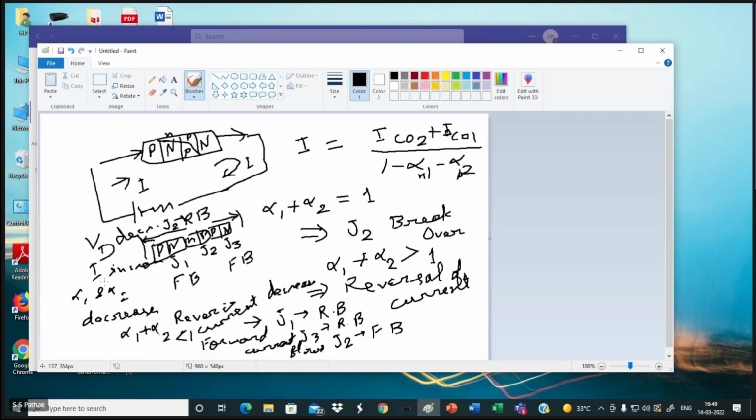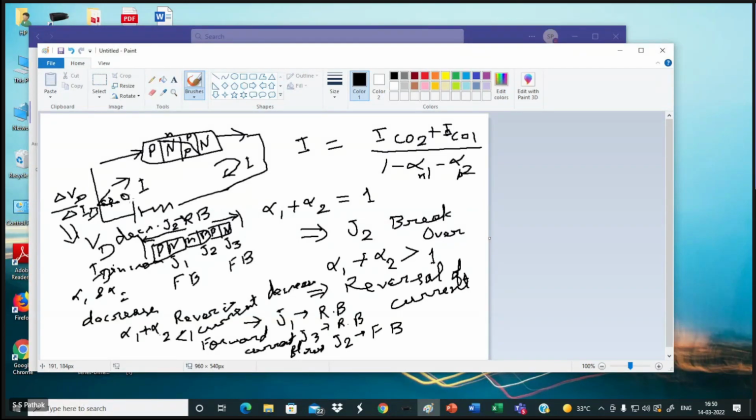The resistance is V by I. Current in the device increases. So V by I becomes what? Current increases, voltage decreases, so delta V by delta I becomes negative. So this implies delta VD by delta ID is negative. I can say less than 0.